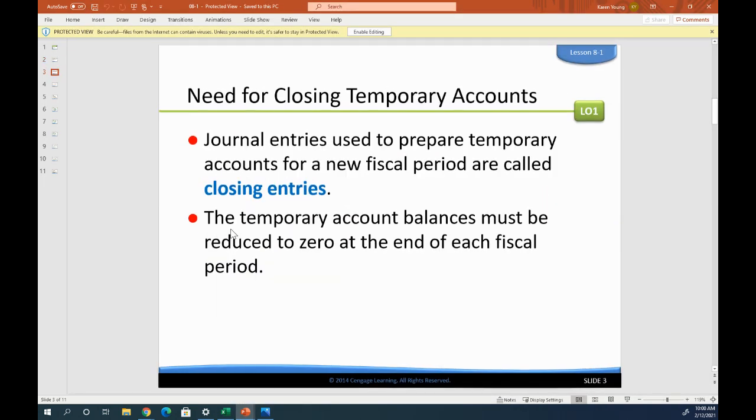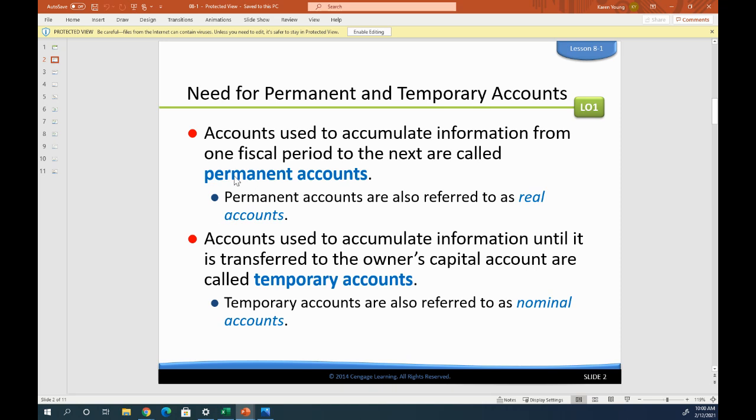All right. The opposite of a permanent account is a temporary account. There are certain accounts that we use to accumulate information until it's transferred to the owner's capital account. You might remember these are called temporary accounts. You hopefully remember back in chapter 1 and 2, remember how we used to use the capital account for everything? We would use the capital account to increase for a revenue, to increase for an investment. We would decrease it for expenses and drawings.